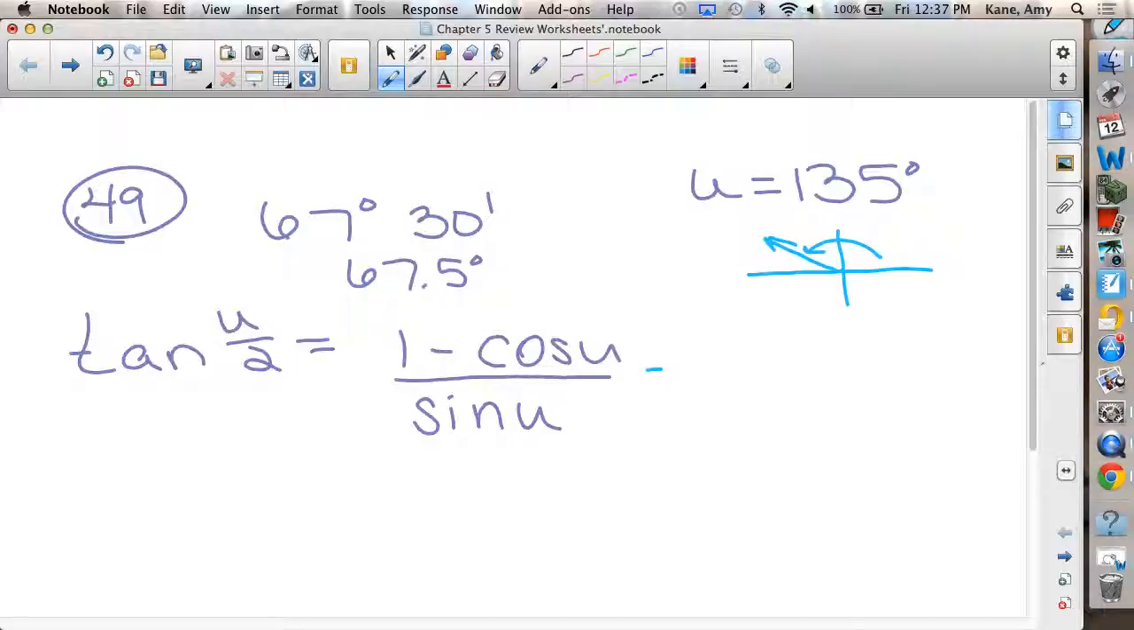So Joe, if we're evaluating this, the cosine of 135 degrees is? Negative square root of 2 over 2. Right. So we're taking the cosine of that angle of 135 degrees, which is negative square root of 2 over 2. And then on the bottom we have the sine of 135, which is square root of 2 over 2. Yep.